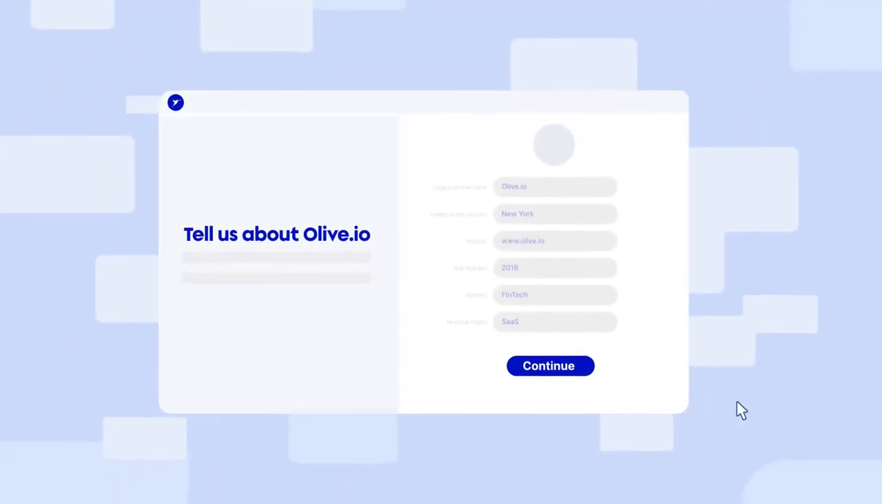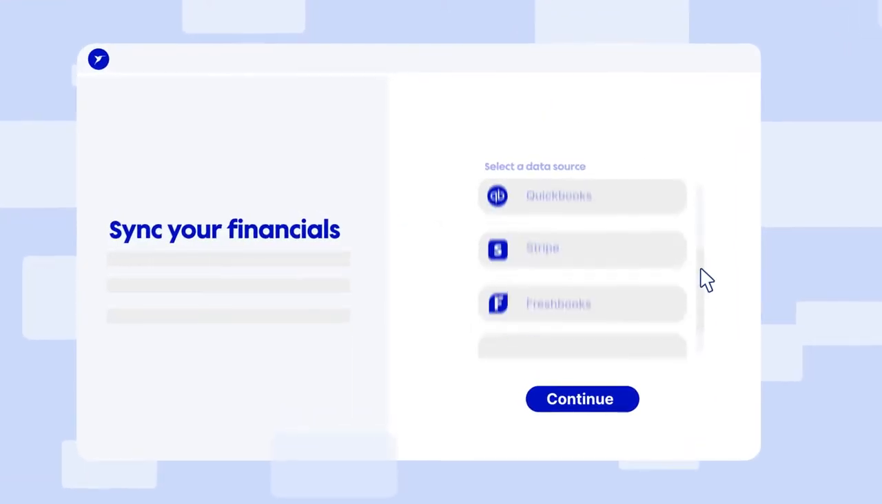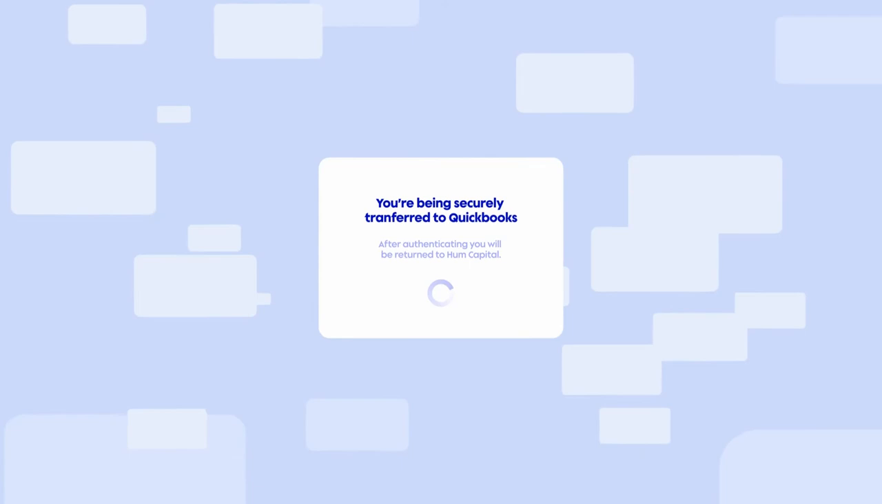Securing funding using Hum's Intelligent Capital Market platform is straightforward and efficient. First, create your free Hum account by providing background information about your business and fundraising goals. Next, provide your financials by connecting your business systems.